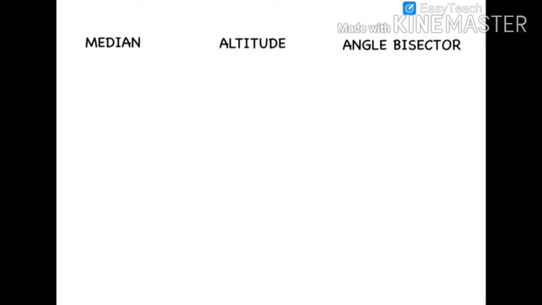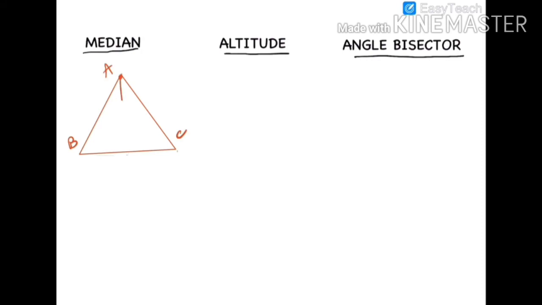While solving three exercises of this chapter, we came across these three words: median, altitude and angle bisector. So let's recall each of these. Median is a line that is drawn from the vertex joining the midpoint of opposite side. So if D is the midpoint of BC, then AD is a median.